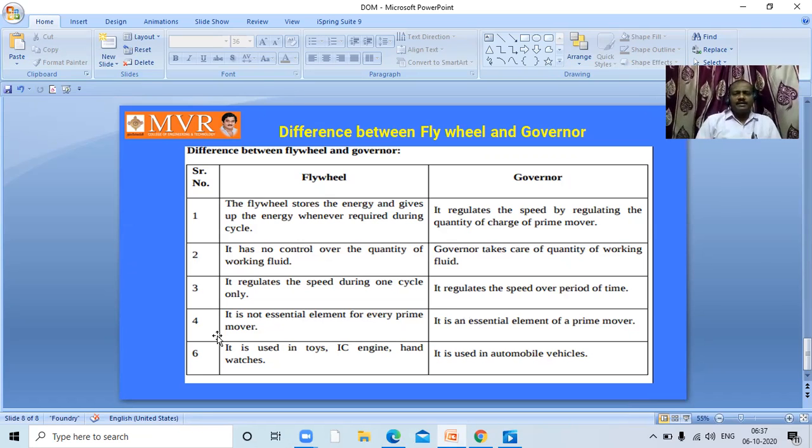Already I have explained clearly about the flywheel and governors, to differentiate what is the purpose of the flywheel. The flywheel only controls fluctuations of energy, but the governor will supply the energy to make it smooth. That is the main thing to understand.